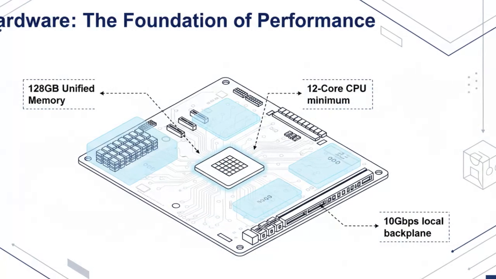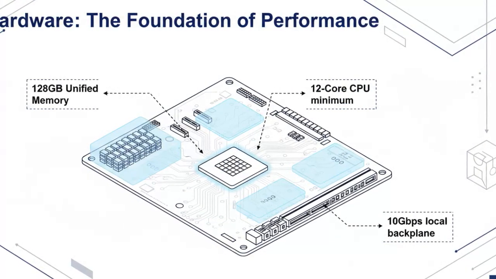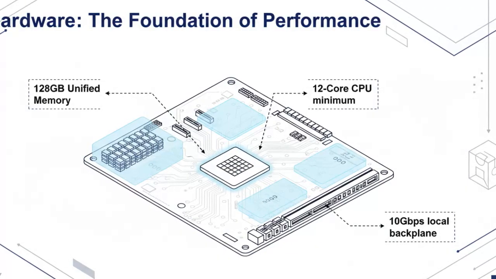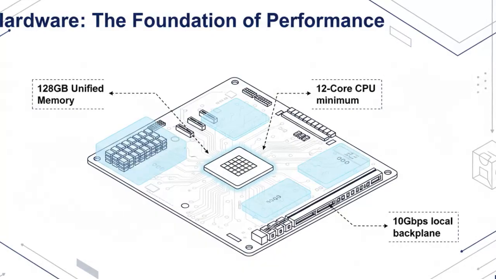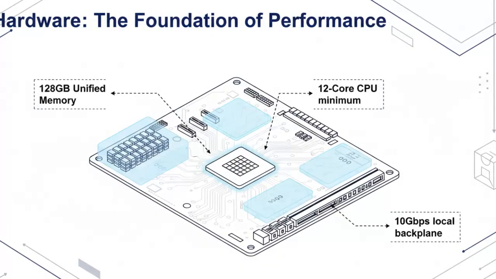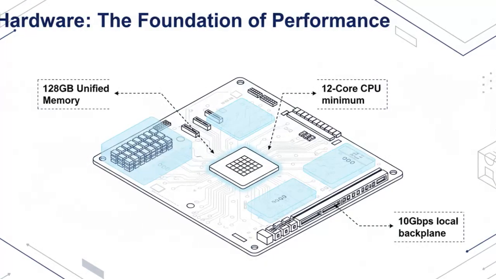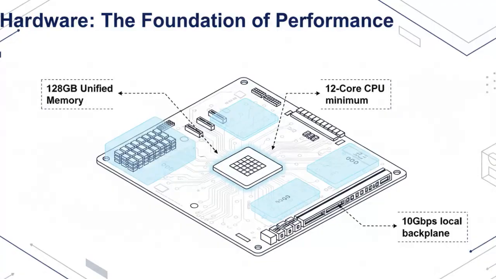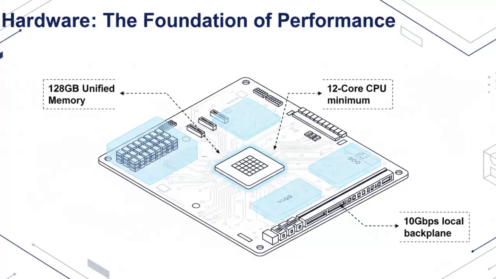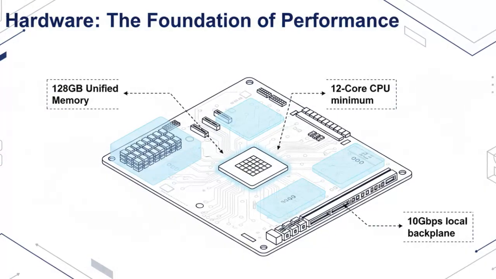To run enterprise-grade services locally, your hardware must be more than just a consumer desktop. We are looking at a minimum specification that rivals traditional rack servers. Modern architecture starts with at least 128 gigabytes of unified memory to handle high-density container orchestration. You need a 12-core CPU minimum to manage concurrent microservices without context switching bottlenecks. Furthermore, the interconnectivity must be robust.